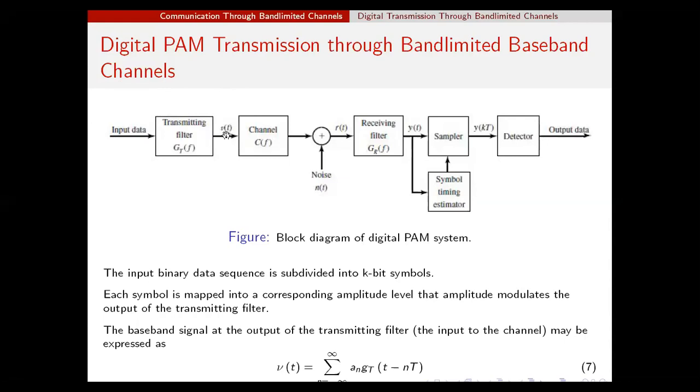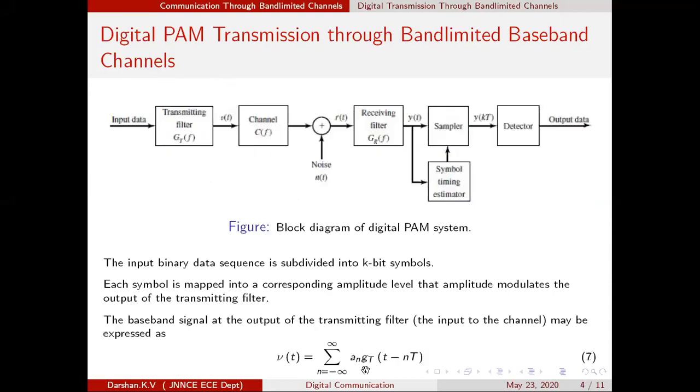That sequence of pulses is represented by this V of t, which is represented as g_T of t weighted with an. What does this an represent? Amplitude of the pulse. Depending upon the input symbol, the an is going to vary. g_T of t is the pulse. What does this nT represent? The pulses are being generated for every T seconds.